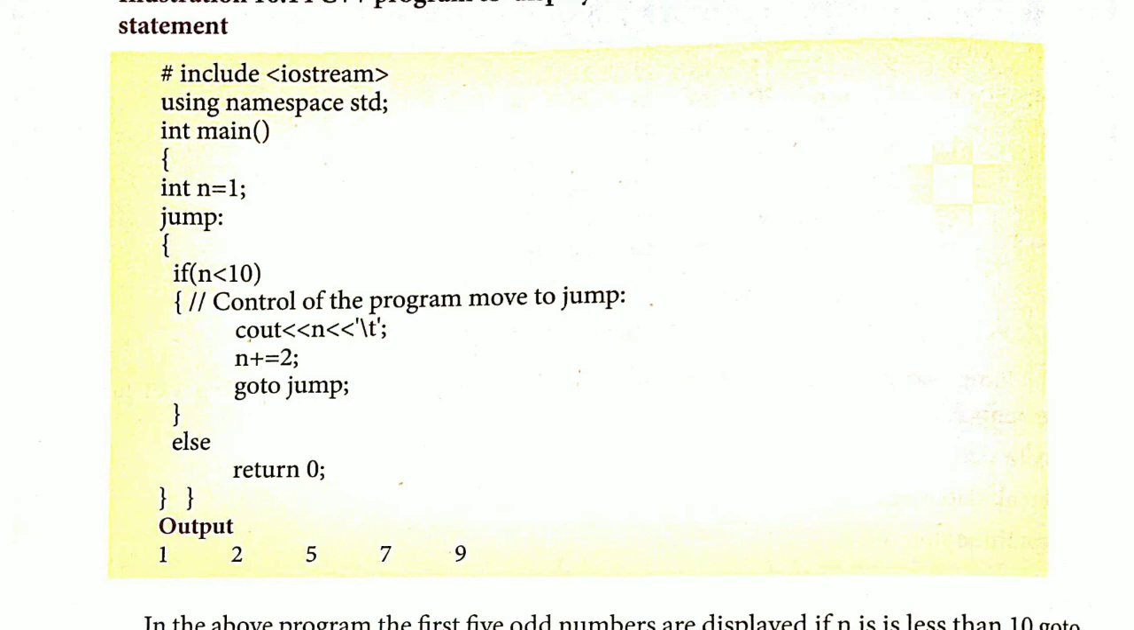So the value of n is now 1 plus 2, that is 3 here. Now after finishing this, goto is the keyword and jump is the label. When seeing this, the control will be transferred to the place where jump is printed. So it will execute again from the if condition.